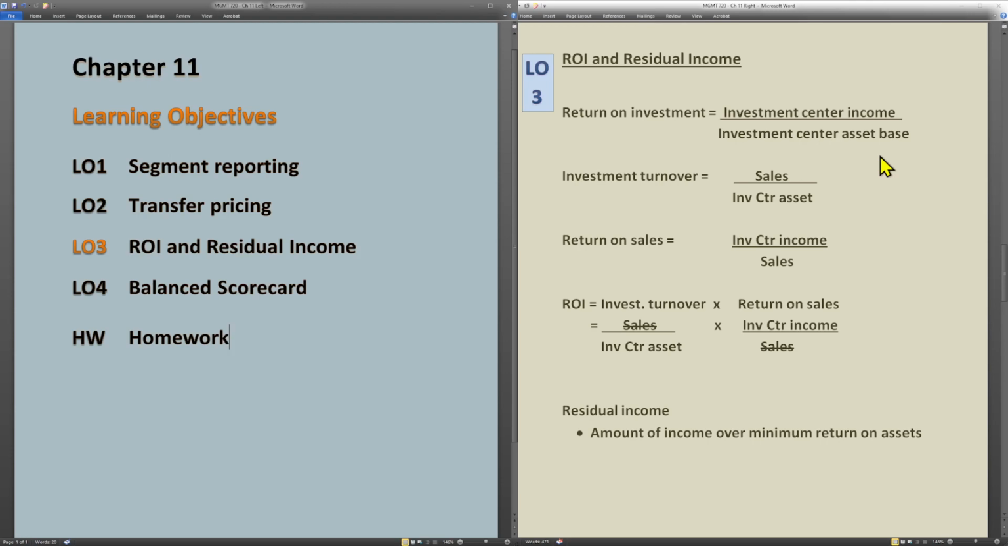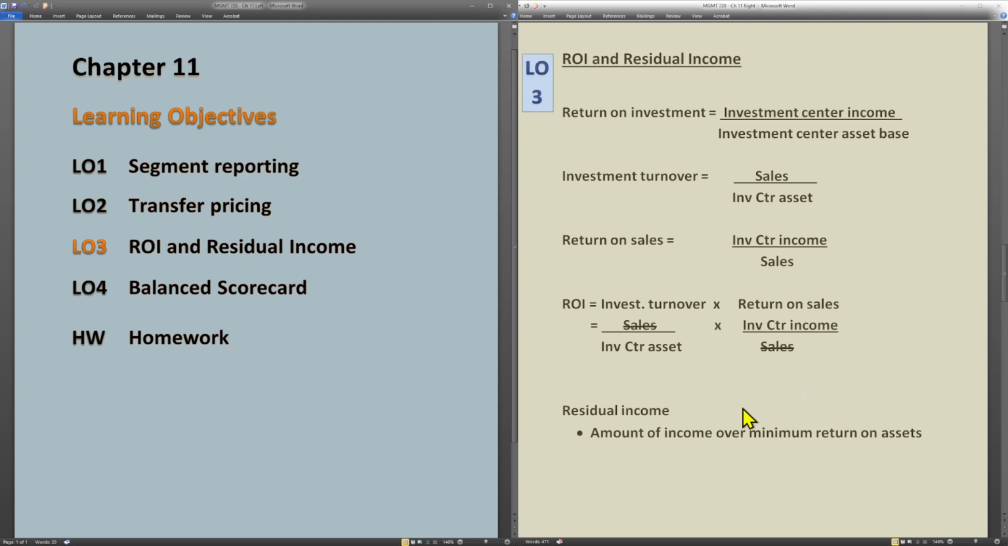And whatever that expected return is, it's sort of like the interest on a loan. You have to achieve that expected return. So without going into extreme depth in this particular book and in this chapter, they're just going to give you the minimum return on assets.